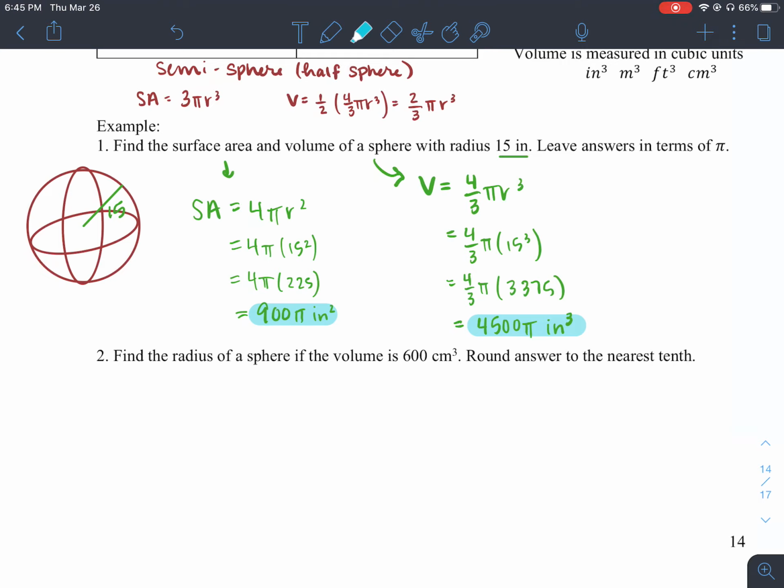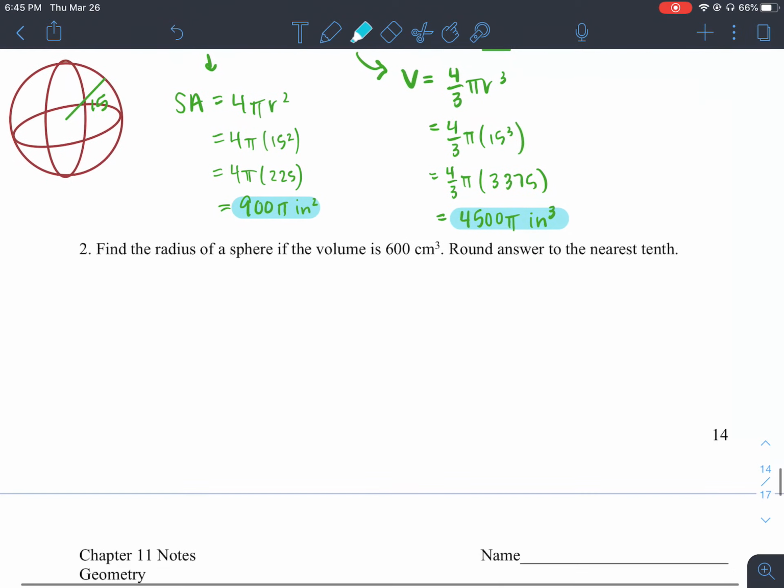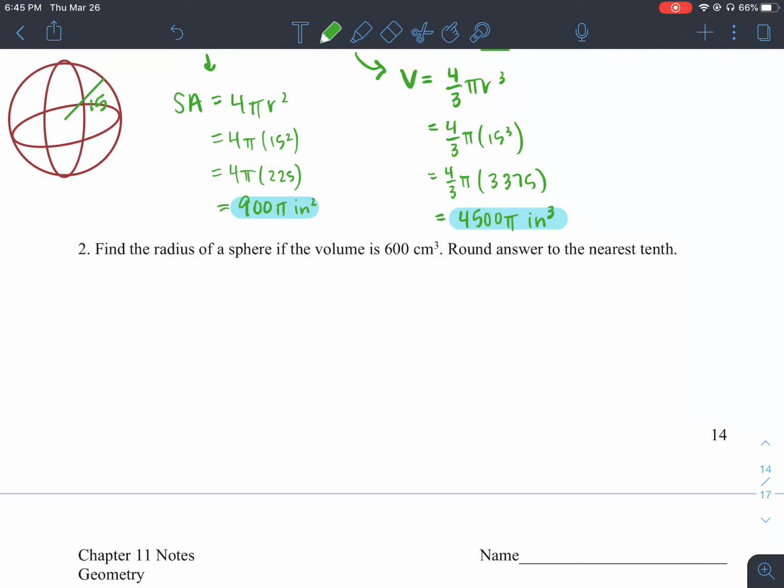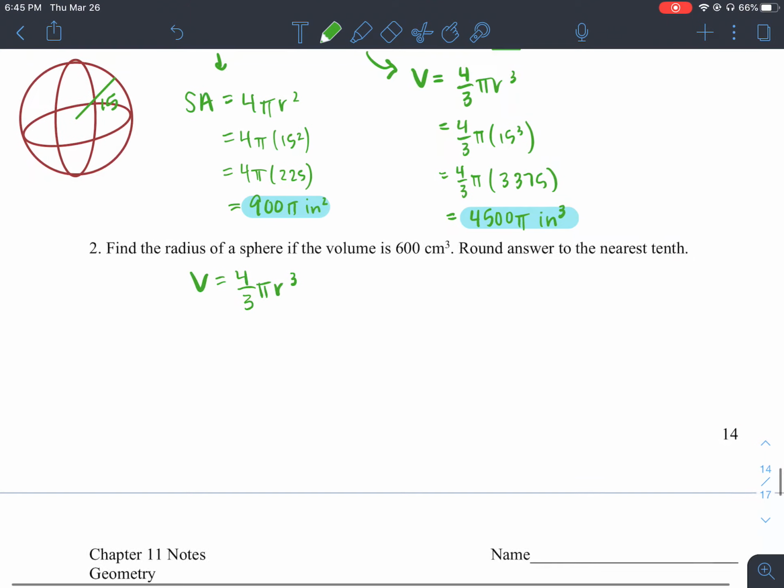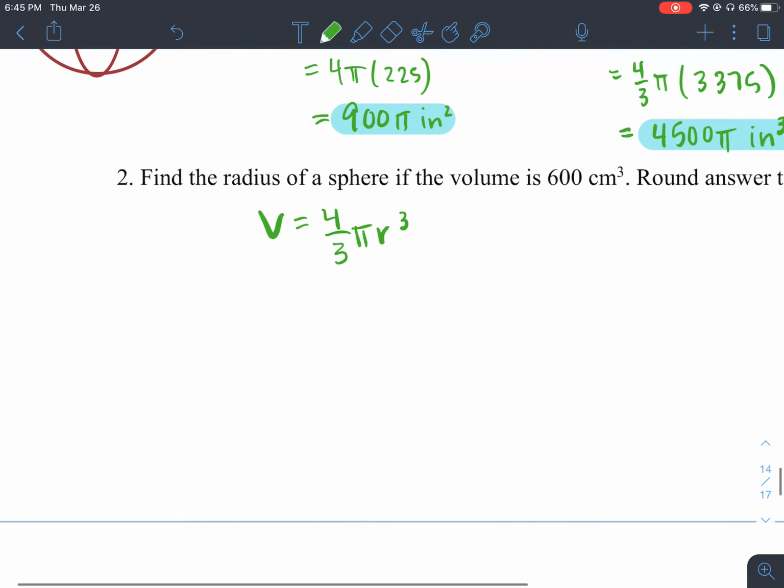To find the radius of a sphere in example 2, to work backwards if I know my volume, is a little trickier. But again, you're still going to use the volume formula. We're going to start by writing volume is equal to 4/3 pi r cubed. But this time, instead of knowing what my radius is, I know what the volume is. So I'm going to fill in the volume, the left side of my equation, with that 600. 600 equals 4/3 pi r cubed.